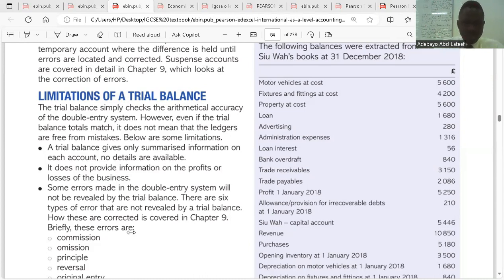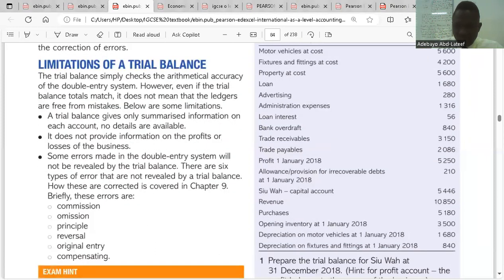Let's check the credit side. Our credit side, we have loan, which is 1680 plus trade payables 2086 plus profit 5250 plus allowance 210 plus capital 5446 plus revenue 10850. So I think we have 2552 here. Let's see, do we have any other information?